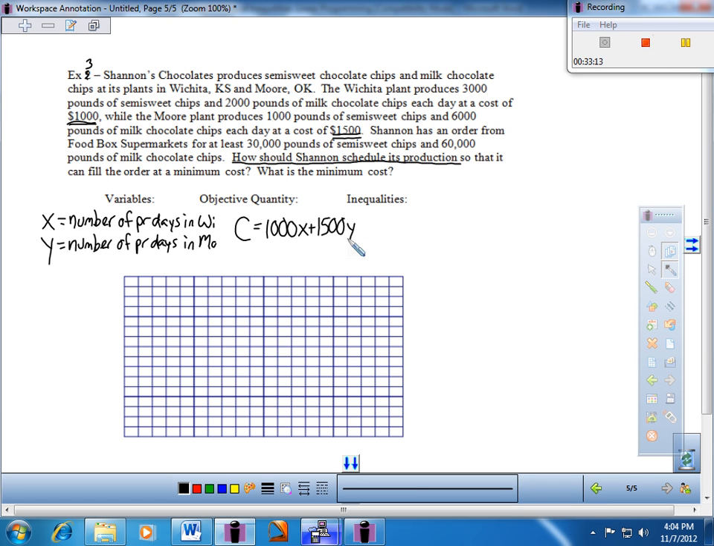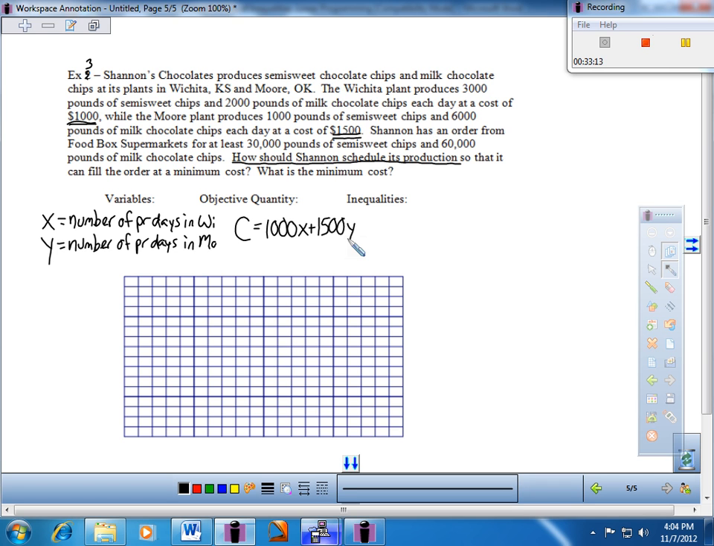And now, everyone, we have to write our system of inequalities here. So let's see what we have going. She's working under the assumption that she has to fill an order, it looks like. So at least 30 pounds of semi-sweet and at least 60 pounds of milk chocolate chips. So where is she going to get those semi-sweet chips from? Well, she's going to get them from both plants. And so she's going to get some from the Wichita plant and some from the Moore plant.